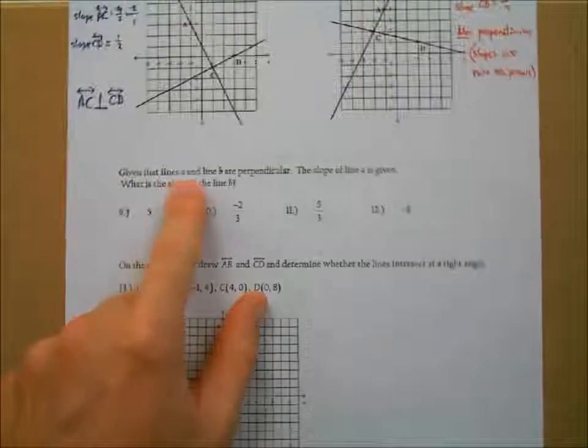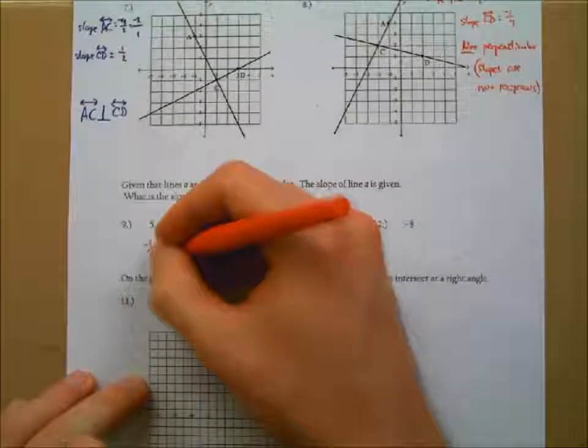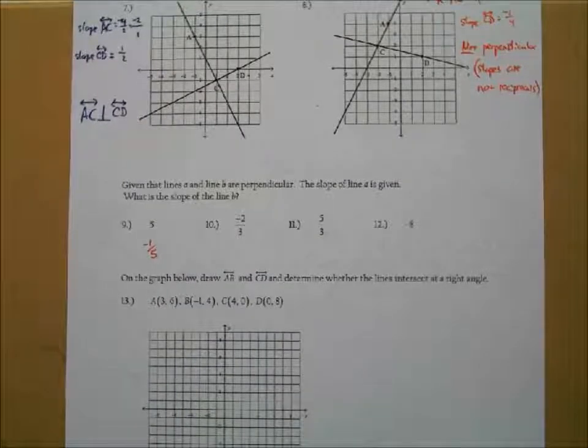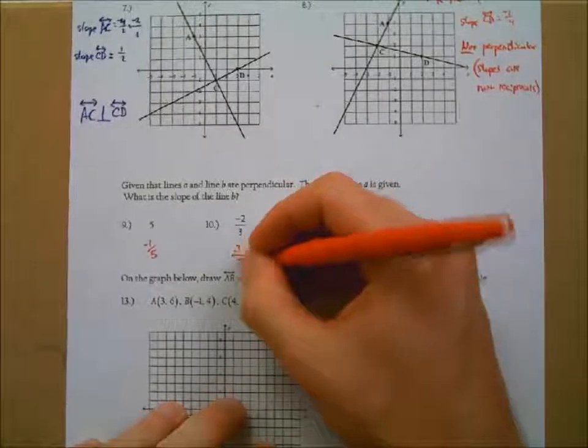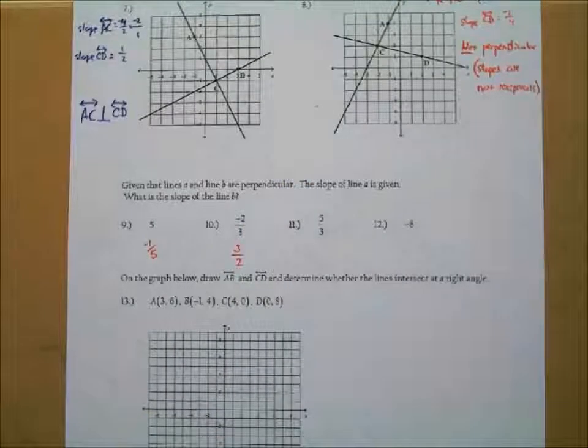So here, in this scenario, we're given the slope of line A. Example number 9, the slope of A is 5, and number 10 is negative 2/3, and so on. Then I want you to find the slope of line B, given that lines A and B are perpendicular. I'm going to call on some folks and we'll have some of you answer. So Avery, what do you say for the first one? Negative 1/5. Okay, that would be the perpendicular slope. Very good. How about Stephen? What do you say for number 10?